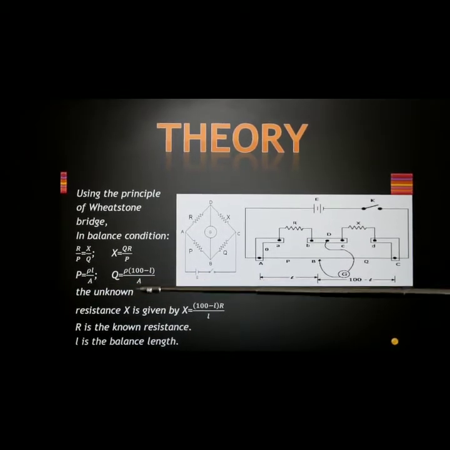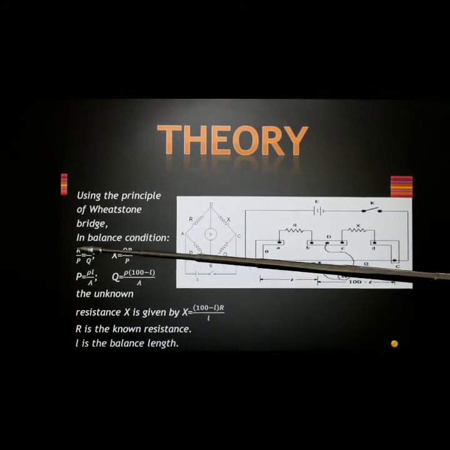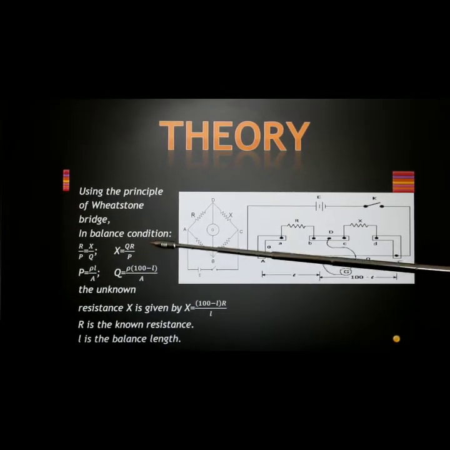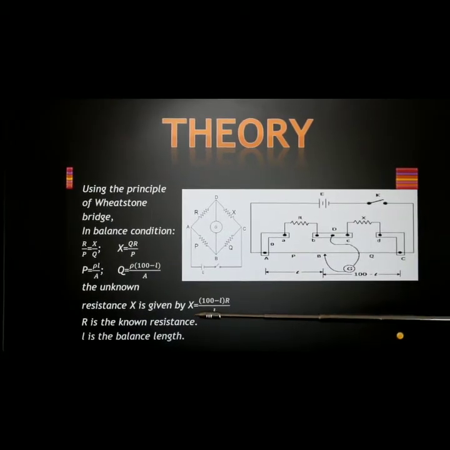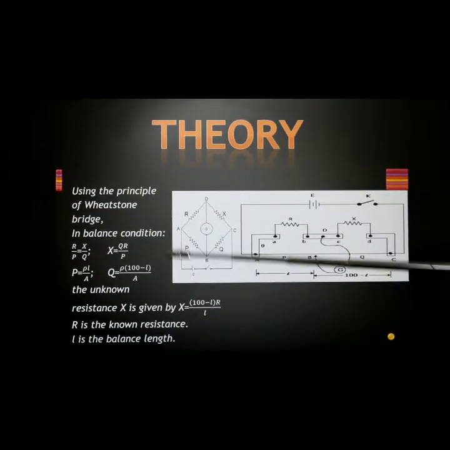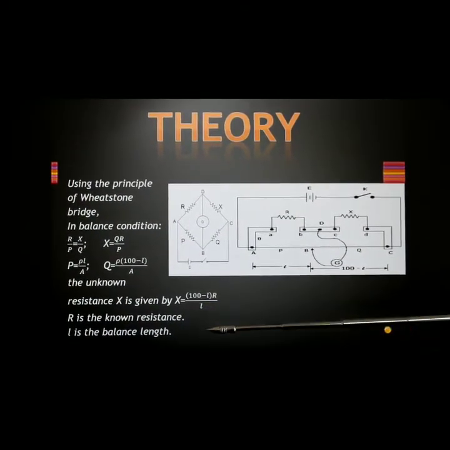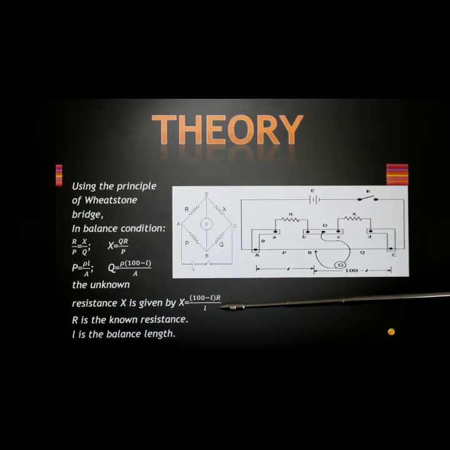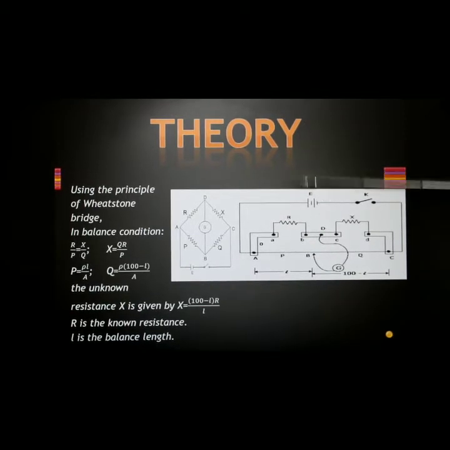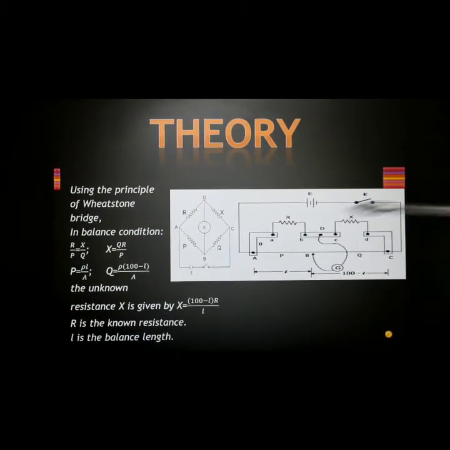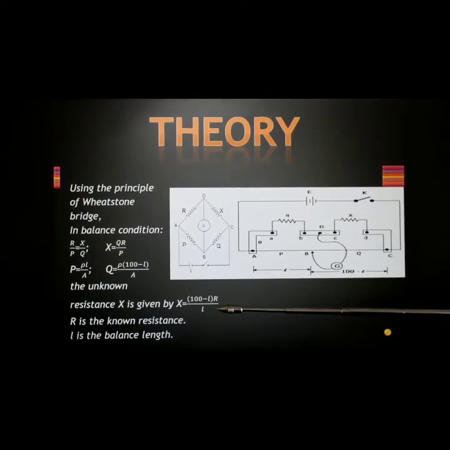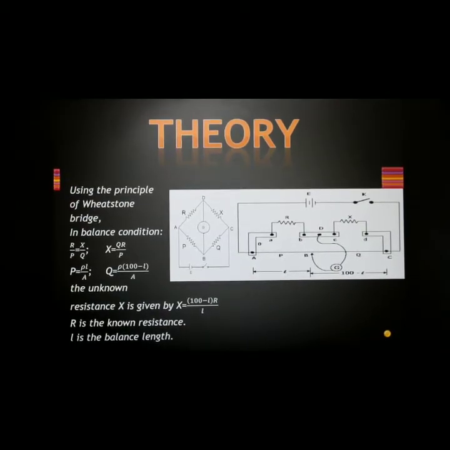So we know P, we know Q, and we know R. So the unknown is X. X will be given by QR by P. Substituting for P and Q, A and rho get cancelled, and you are left with X equal to (100 minus L) into R by L, where L is the balance length and R is the known resistance. So this experiment only involves determining the balance length L for 5 different readings.